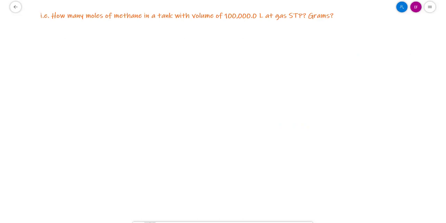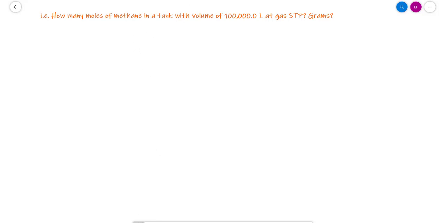So as always, let's try to take this and apply it to a real example. So the question here is how many moles of methane are in a tank that has a volume of 100,000 liters at gas STP? And the second question is how many grams that would be.